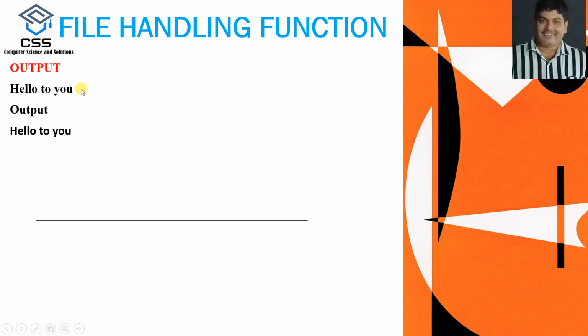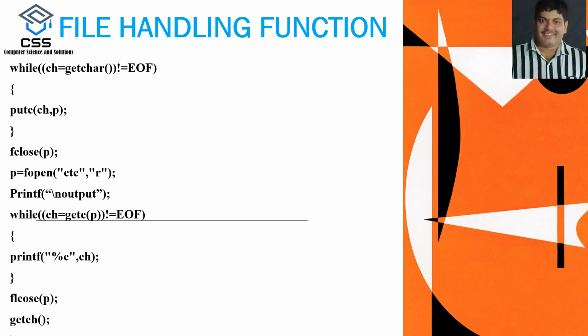Then we are saving the file with the help of Ctrl Z. Ctrl Z in the command prompt represents the end of file. So, not equal to end of file is false. False means it will come out of the loop. Now the file will be closed. Why? Because writing is complete.